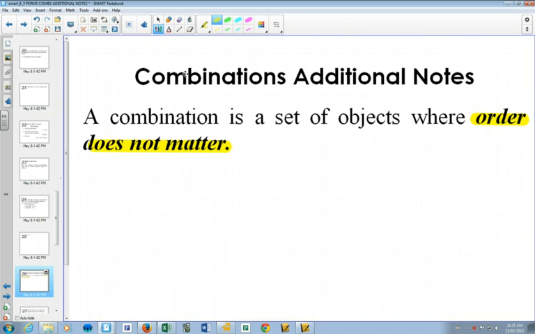Other times it will ask specific things like making groups of students or making committees. Because if you make a committee of 3 people, the order doesn't matter. Sometimes the order will matter if you're making a group of 3 people and one person's going to be president of the school, someone's going to be vice president, and someone's going to be the treasurer. Then all of a sudden the order does matter because there's different roles.